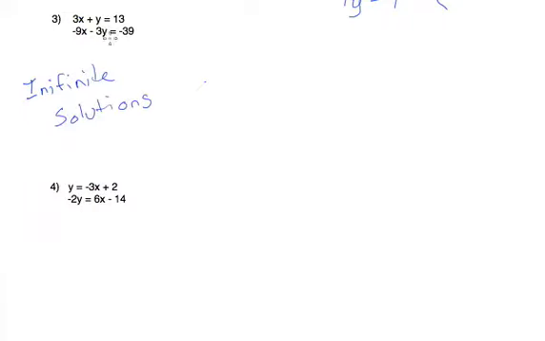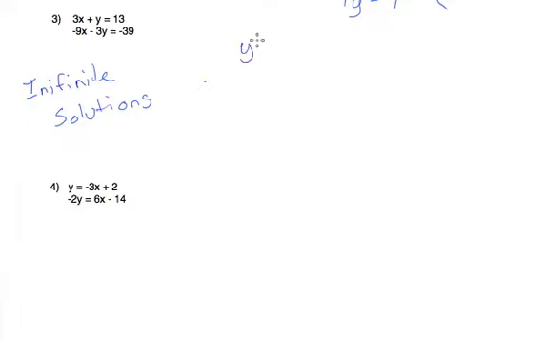Now, there's probably an easier way to find the fact that these are infinite solutions. And the easiest way is to put both equations in slope-intercept form, because it's very easy to see that they're the same line when you do that. Because if you solve for y, they're going to be the same line. And let's do that now.